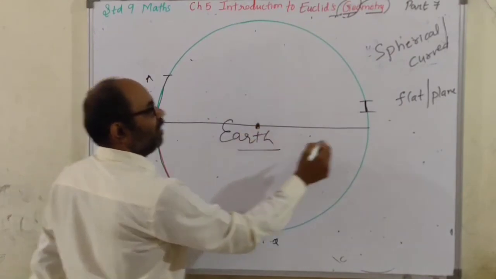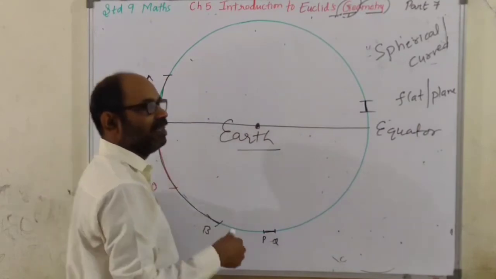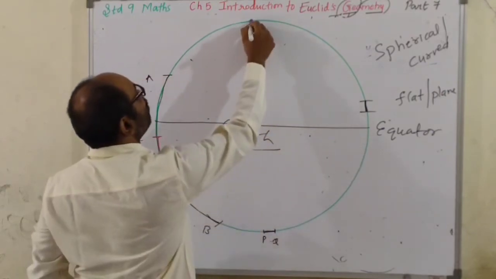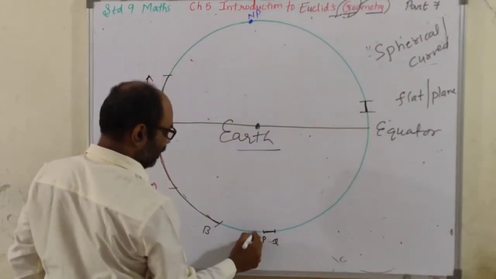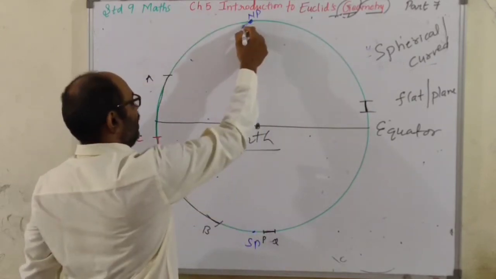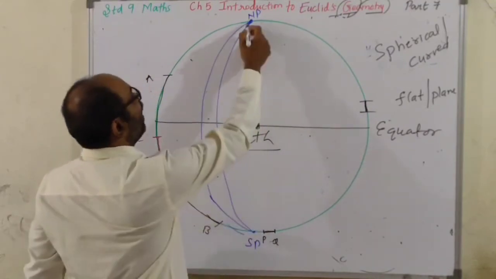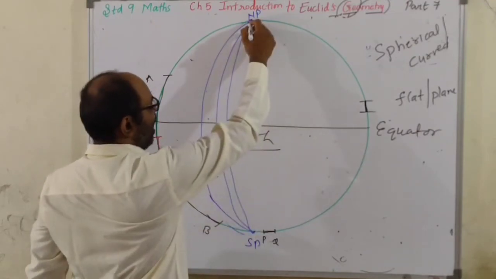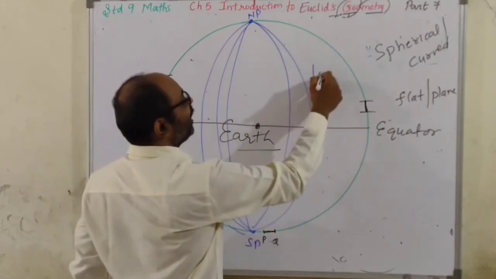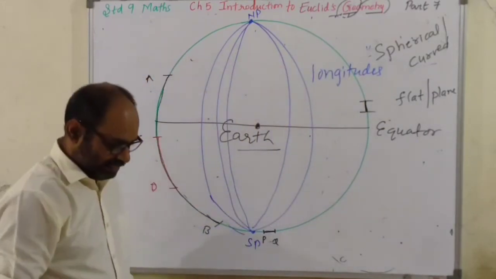What is this? Equator. Correct? A horizontal line passing through the center of the earth is called equator. That is imaginary line. This is North Pole and this one is South Pole. And on one side there are these spherical lines. They all meet at North Pole and South Pole. Right? ऐसे spherical lines हैं. What are these called? Longitudes. Though they are imaginary lines, let's consider them.